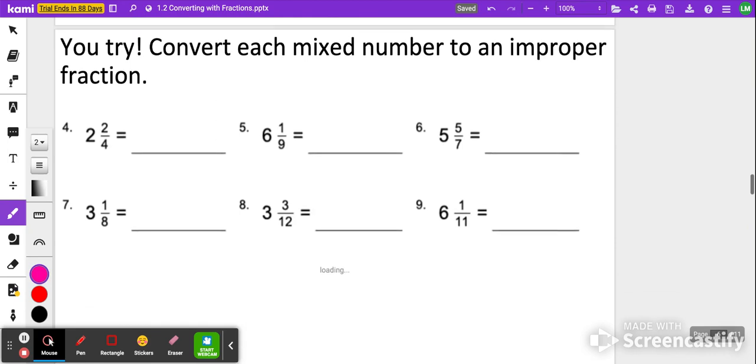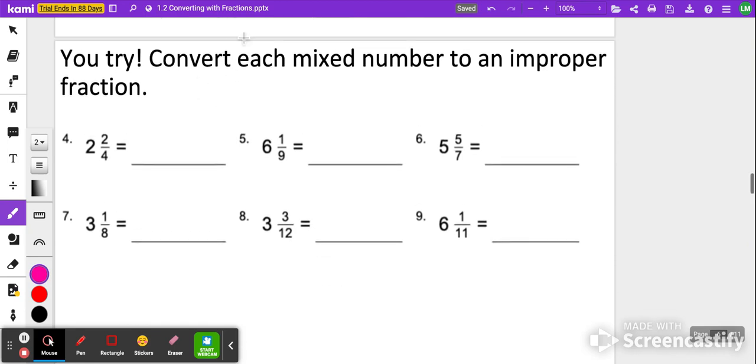Now what I want you to do is pause this video here. You're going to try to convert each mixed number to an improper fraction. So let's go ahead and pause the video now. Take a moment to try it on your own, and then when you're done, click play to check.